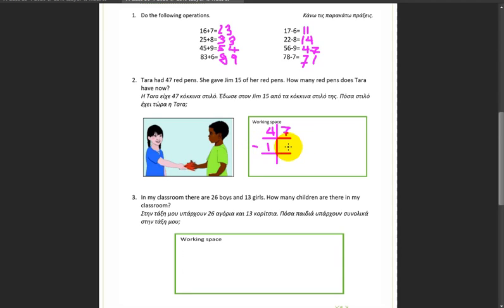47 minus 15. 7 minus 5 makes 2. 4 minus 1 makes 3. So 32.